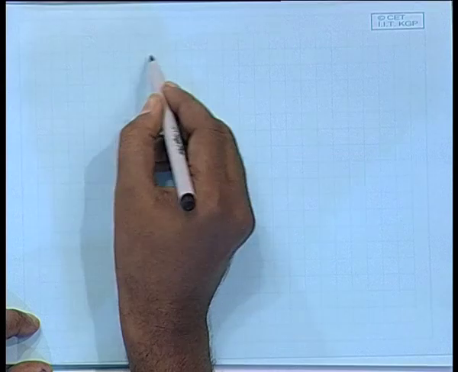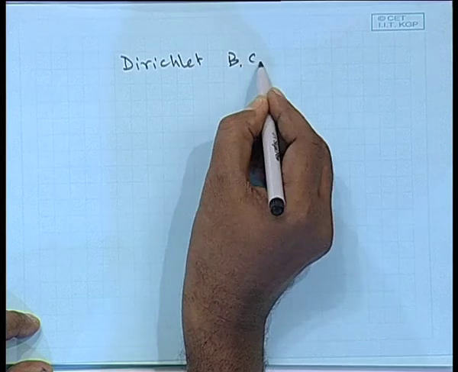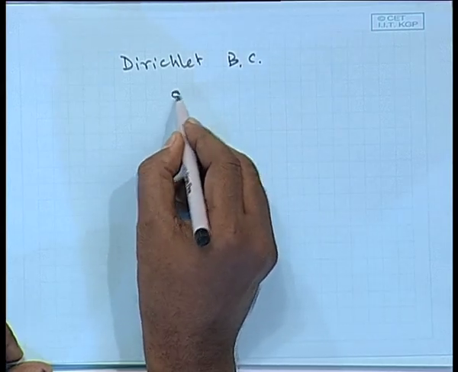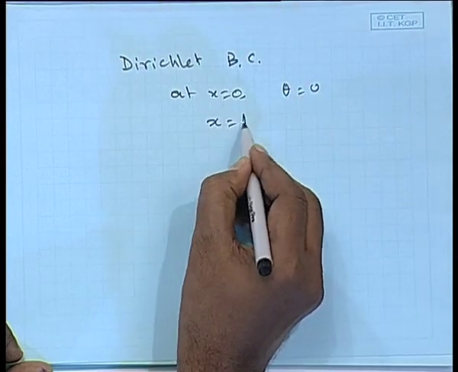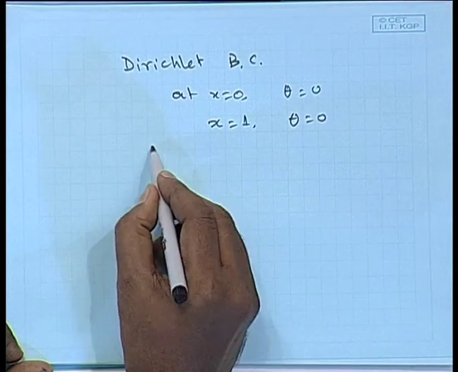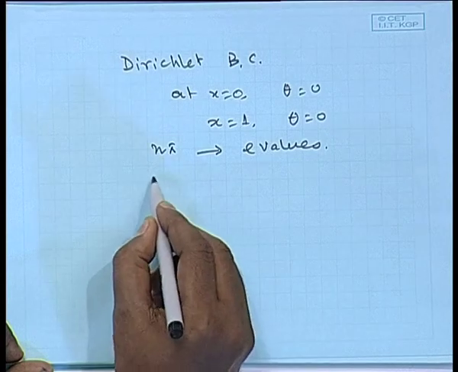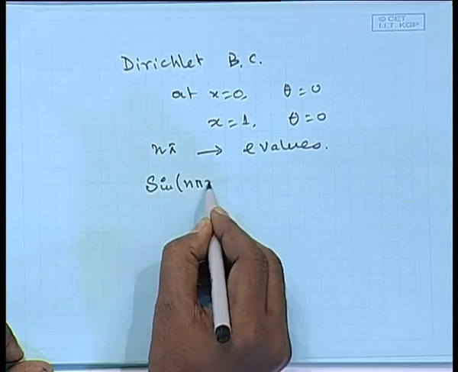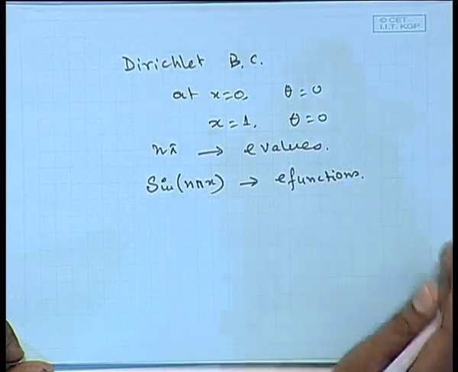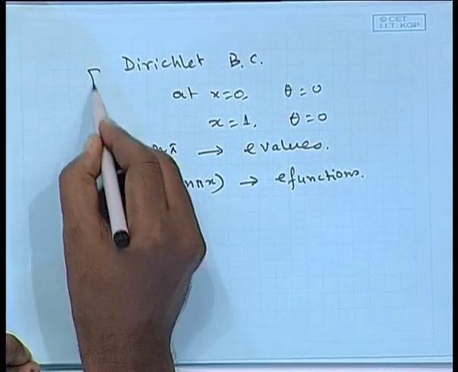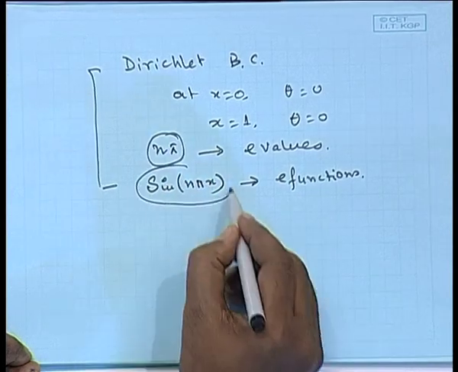If you have Dirichlet boundary conditions, like if your boundary conditions are, let us say, at x equal to 0, theta is equal to 0, and at x equal to 1, theta equal to 0, you will be getting n pi as the eigenvalues and sin n pi x as the eigenfunctions. Now, we will be considering some more general cases, where these eigenvalues and eigenfunctions will be changed.